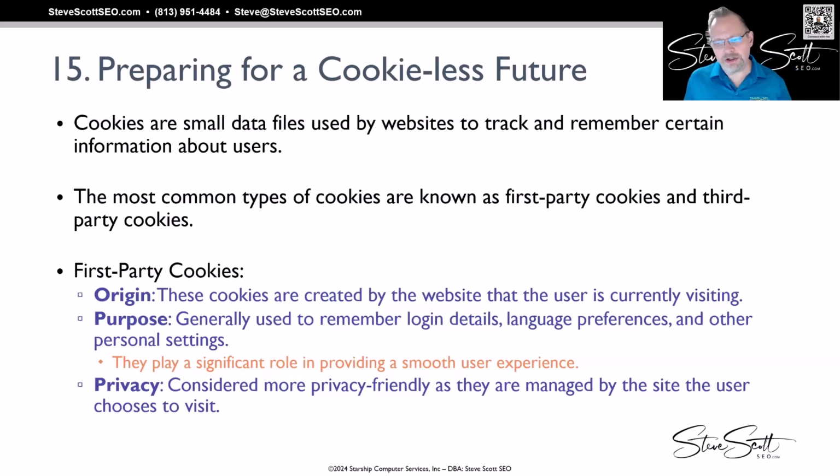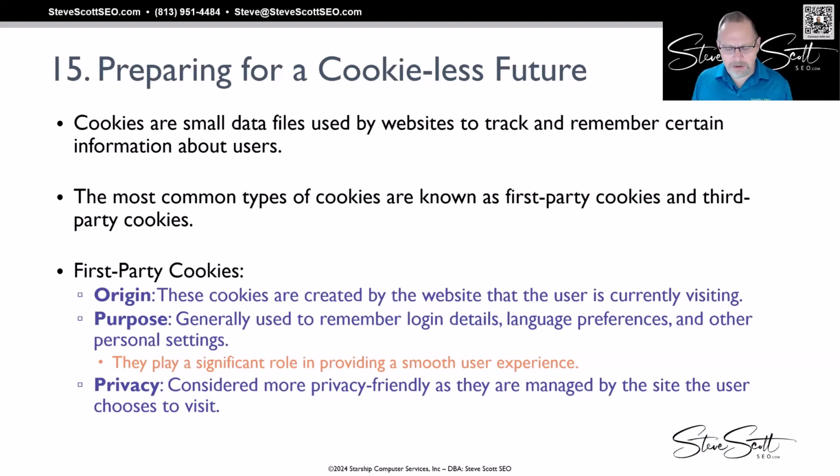The most common types of cookies are known as first-party cookies and third-party cookies. First-party cookies, the origin is from the website that you're on right now, right? And the purpose is they're used to remember things like your login details, maybe a language preference or a location preference if you've picked one. Other personal settings might be on there. And these play a significant role in providing a really smooth user experience. They're considered more privacy friendly as they're managed by the site the user chose to visit, okay? So first-party cookies are pretty benign.